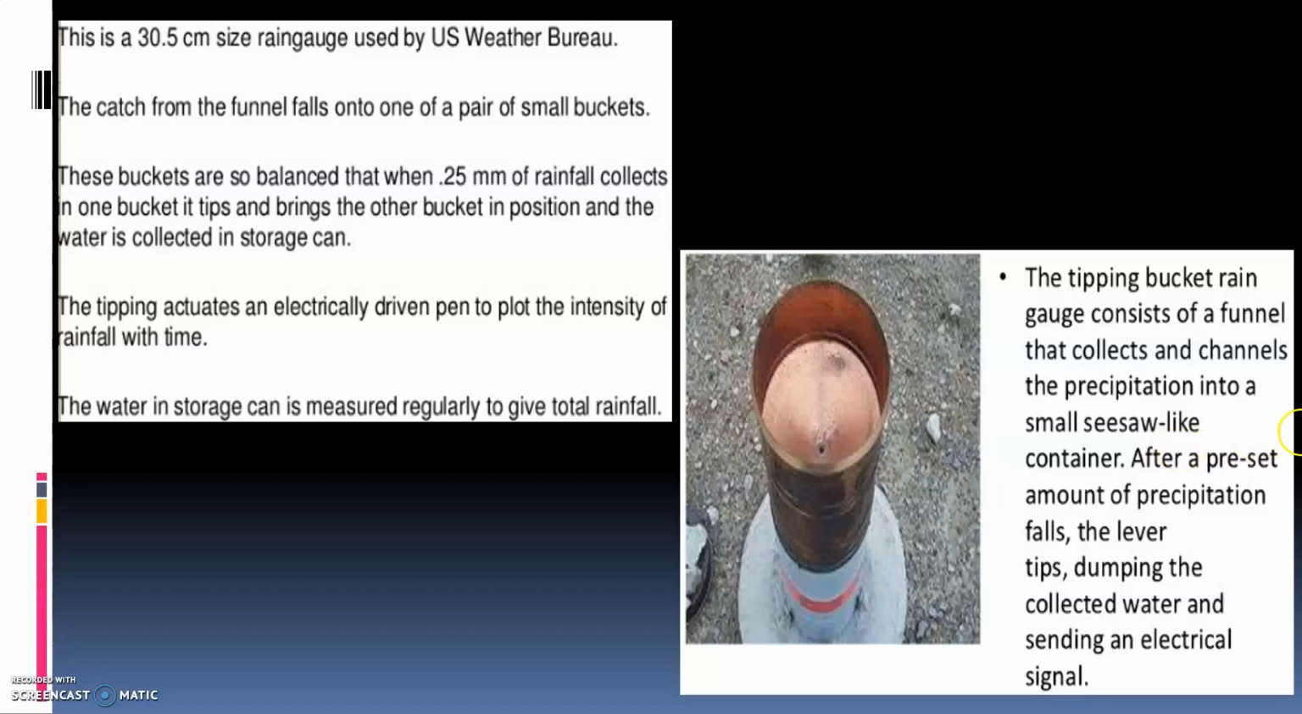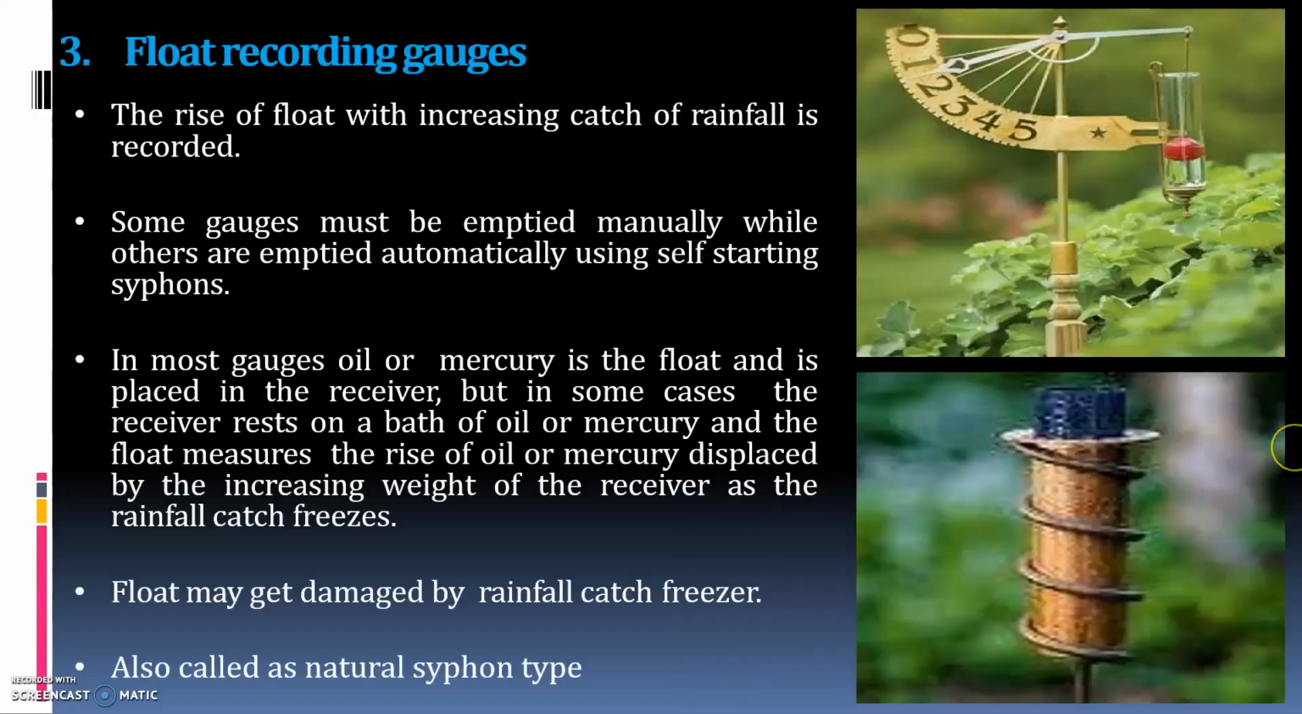The next one is the float recording rain gauge. This is also called the siphon type rain gauge. The rise of float with increasing catch of rainfall is recorded. Some gauges must be emptied manually while others are emptied automatically using self-starting siphons.